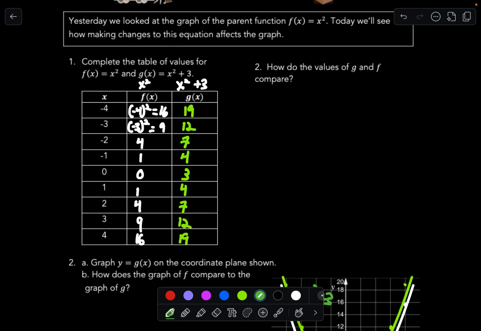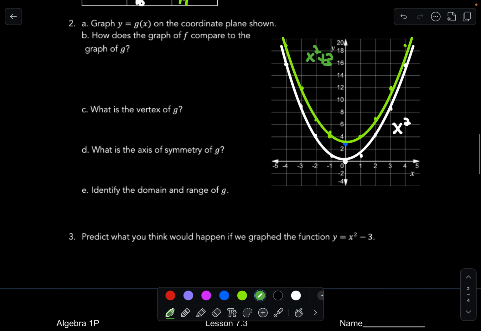How do the values of g and f compare? Well, g of x is always 3 more than f of x. And on the graph, you see that g of x is shifted. The math word is translated up 3 units.